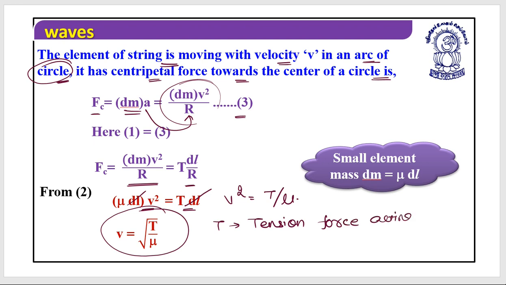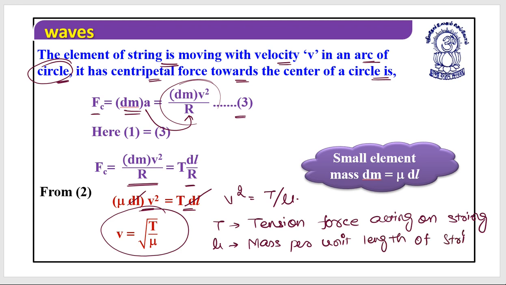acting on the string at that particular point, and mu is the mass per unit length of the string. Mu is the mass per unit length of the string. So this is one of the approaches to derive the formula when a wave is traveling on a stretched string.